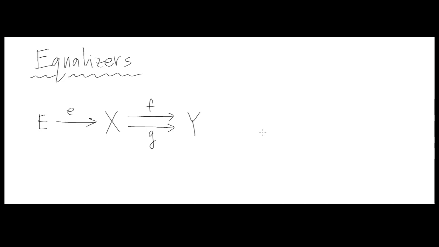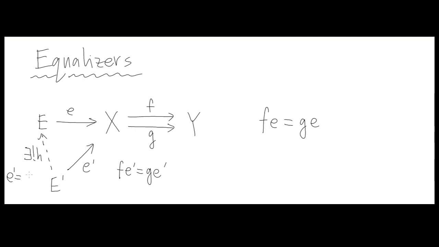This morphism should obey the rule that FE equals GE, and also it should have a universal property for this rule, which will be similar to the universal property for the product of two objects. So if I have another morphism E prime with a similar property that FE prime equals GE prime, then I would like there to be a unique morphism from E prime to E, let's call it H, such that the triangle there commutes. In other words, E prime equals EH.